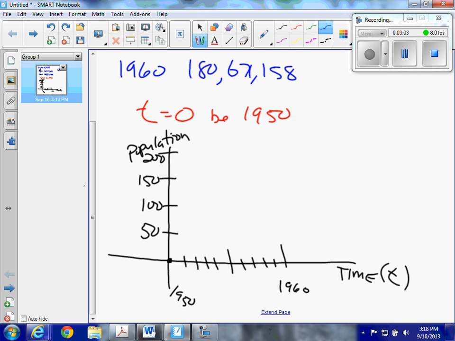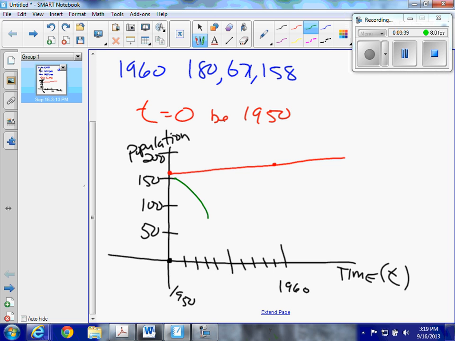I'm thinking about this and plotting it. In 1950, I had 152 million people, thereabouts, so I'm going to have a point right there. And in 1960, I had 180 million people, so I'm going to have a point about right there. And they're telling me that it's linear, so I'm going to have a graph that's going to look something like that, a pretty low slope, because my y-axis is so condensed.